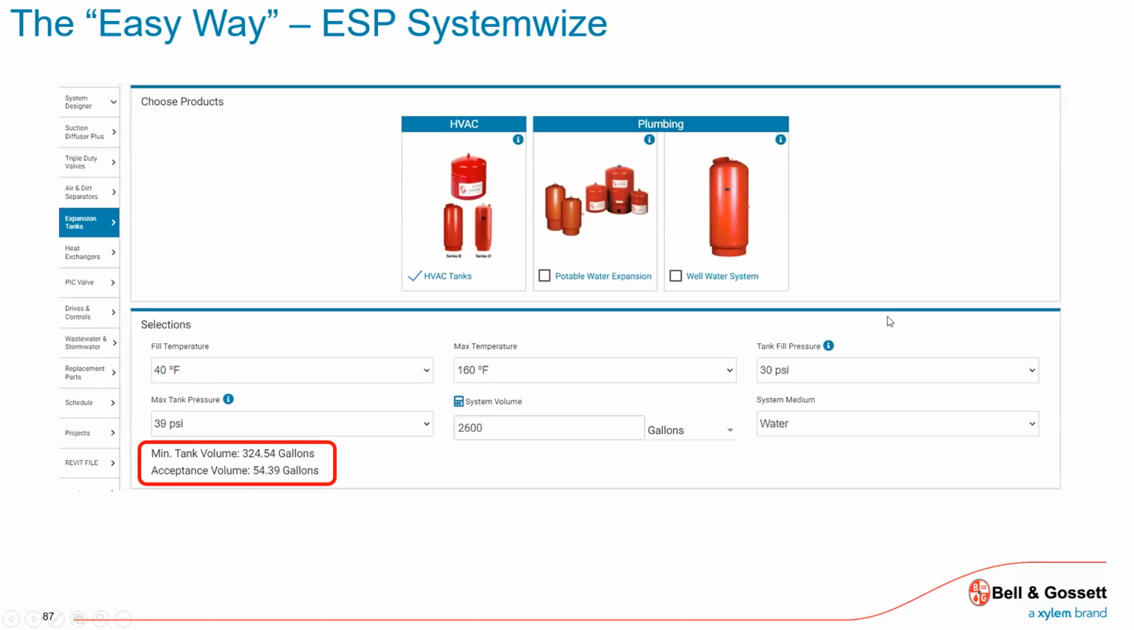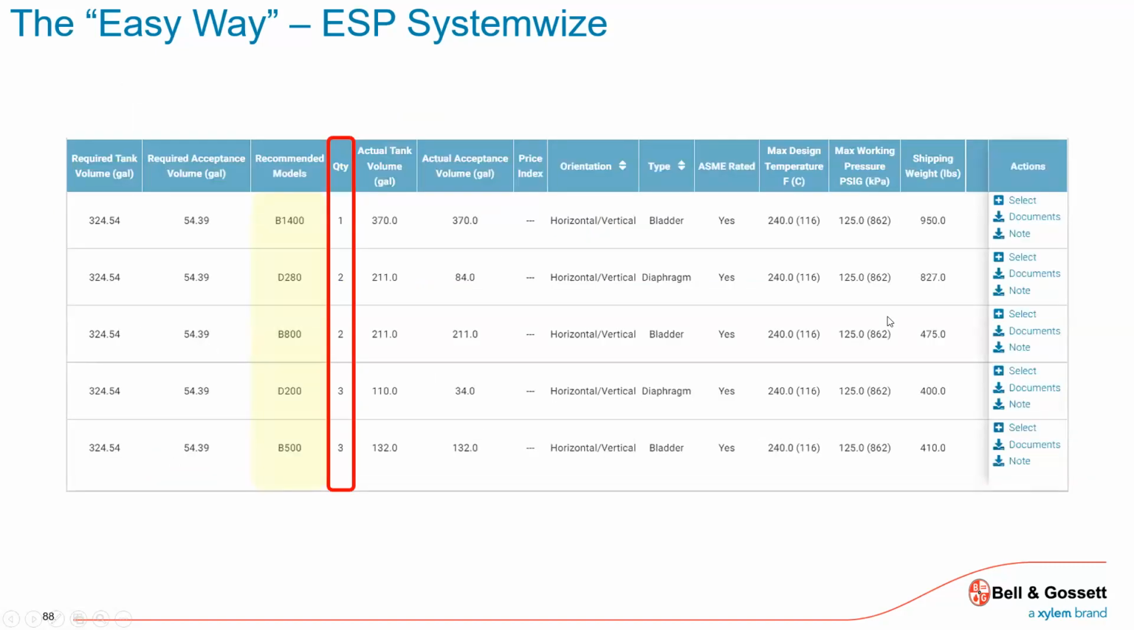And so we'll do that here. 40 to 160, 30 on the tank, max pressure on the tank, 39, I think it says, 2,600 gallons. So then it spits out real quickly the volume that I need of acceptance and then the total tank volume, which was the numbers we saw earlier when we did the math. And then it'll start listing. You say, okay, give me the results. What tanks do I need? So it'll give me all different styles: bladder, diaphragm, in this case, one bladder, two diaphragm, another two bladder, etc.